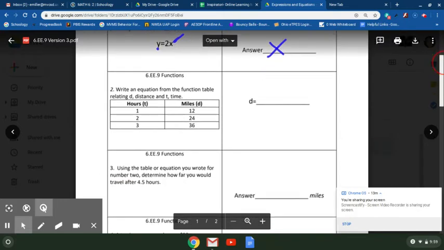All right, so let's take a look at number 2 here. It says write an equation from a function table relating d distance to t time. Okay, instead of having x and y, we have t and d. T is x, d is y. All right, so you're gonna do the stack, subtract, build a house thing. So I always take my second point here, and I'm gonna put it here. That's my square.